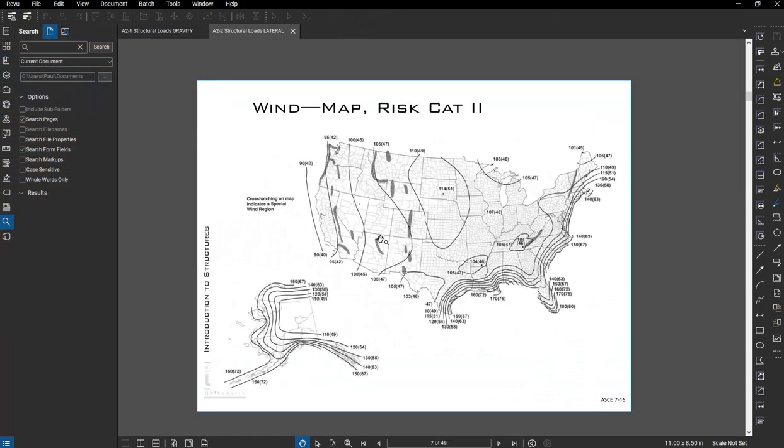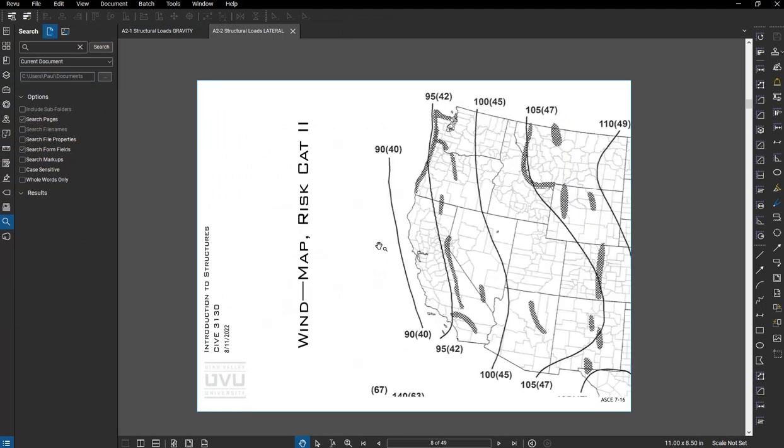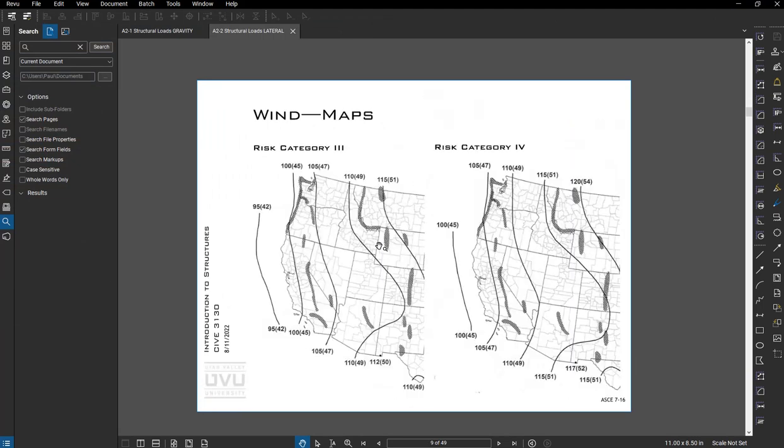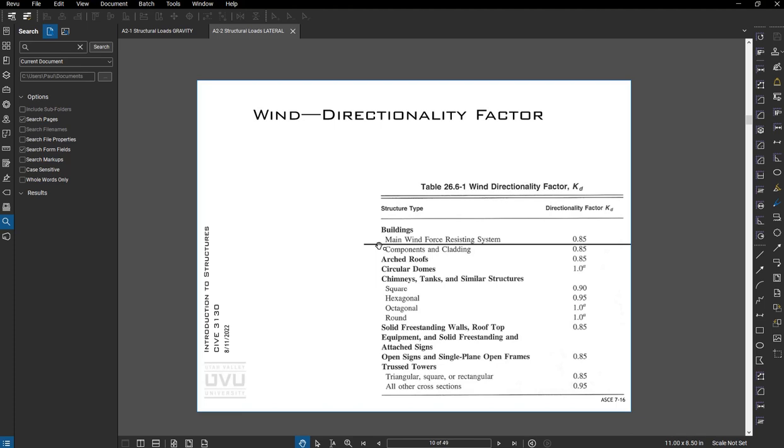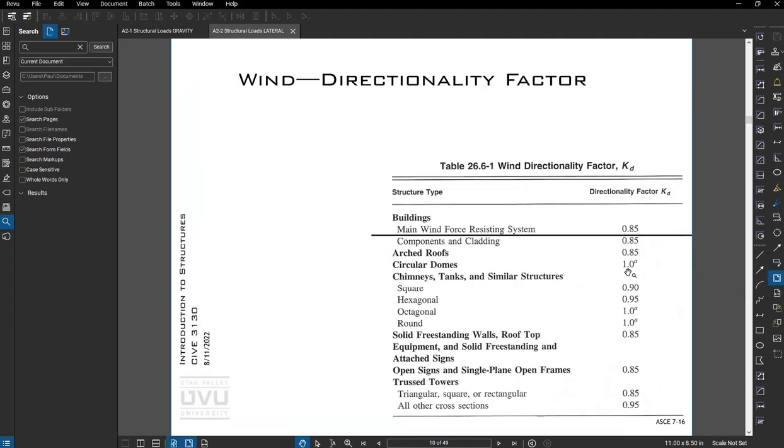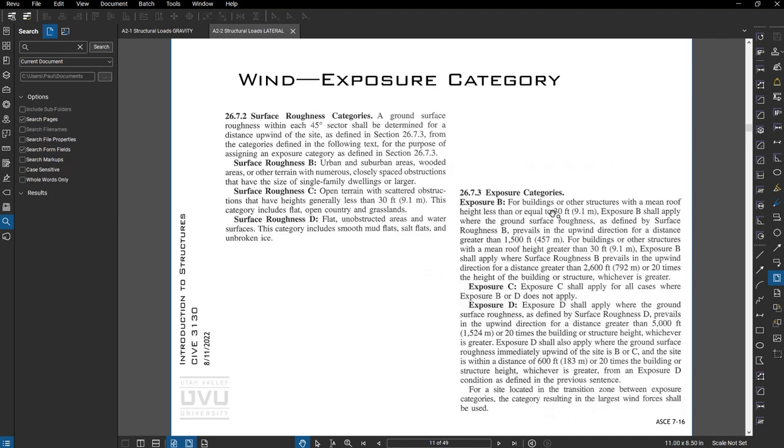Okay, so I get my wind speed. And then I establish my directionality factor. That's usually 0.85, sometimes different depending on the type of structure, but for most buildings and even industrial structures, 0.85. Exposure category. So this is going to relate to surface roughness. So B is urban and suburban areas, C is open terrain, D is flat, unobstructed areas with water.